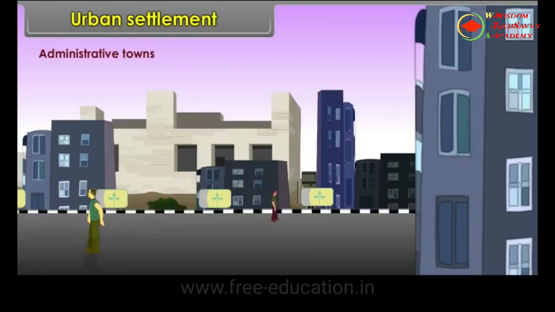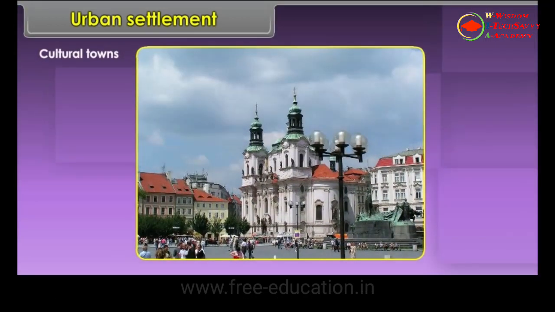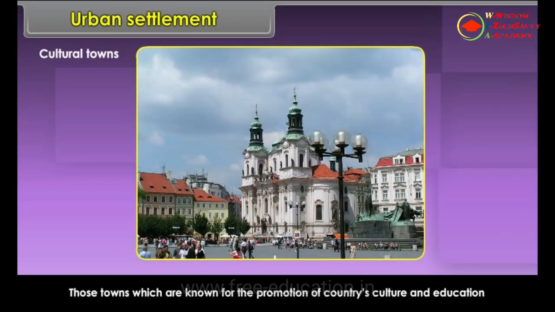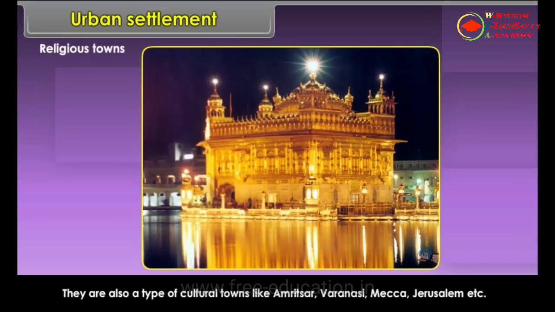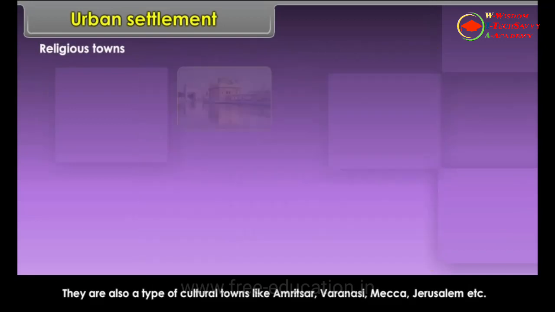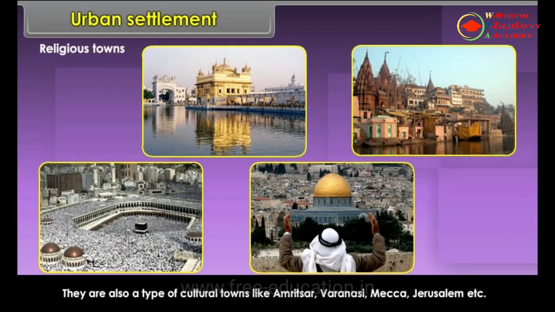Administrative towns. Those towns which perform the function of administration of the country are called administrative towns, like Delhi, London, Tokyo, etc. Cultural towns. Those towns which are known for the promotion of the country's culture and education are cultural towns, like Mumbai, Shantiniketan, Oxford, etc. Religious towns. They are also a type of cultural towns like Amritsar, Varanasi, Mecca, Jerusalem, etc.